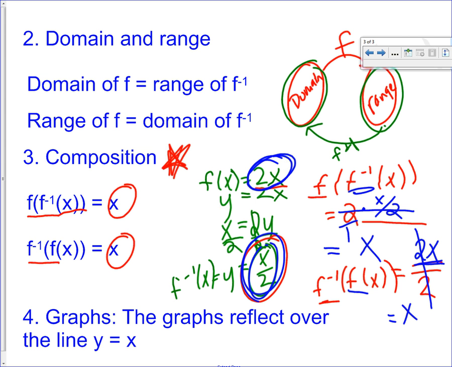The last property is something that we explored last class. I'm not going to go over it. The graphs reflect over the line y equals x, and that's what we saw when we were doing our Patty paper exploration. So this is the end of our notes. Go ahead and draw your line for your summary and bring your notes in for class.